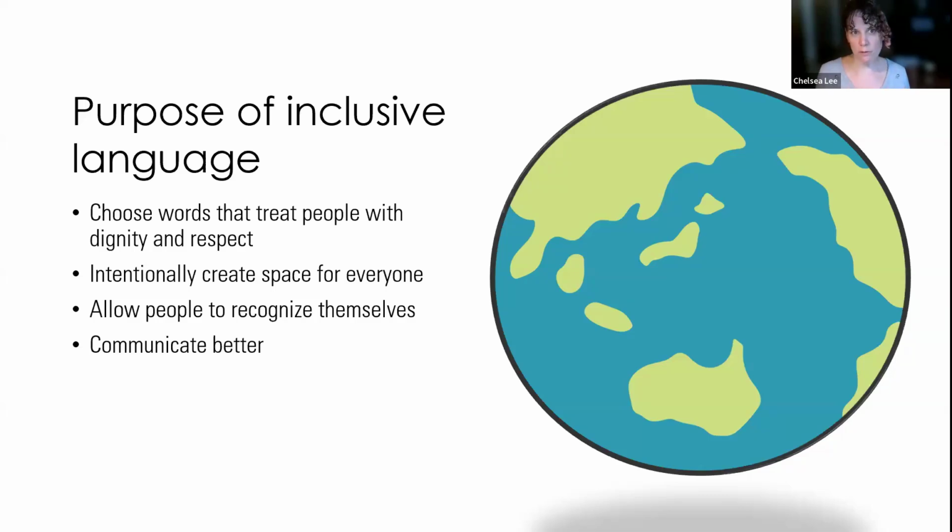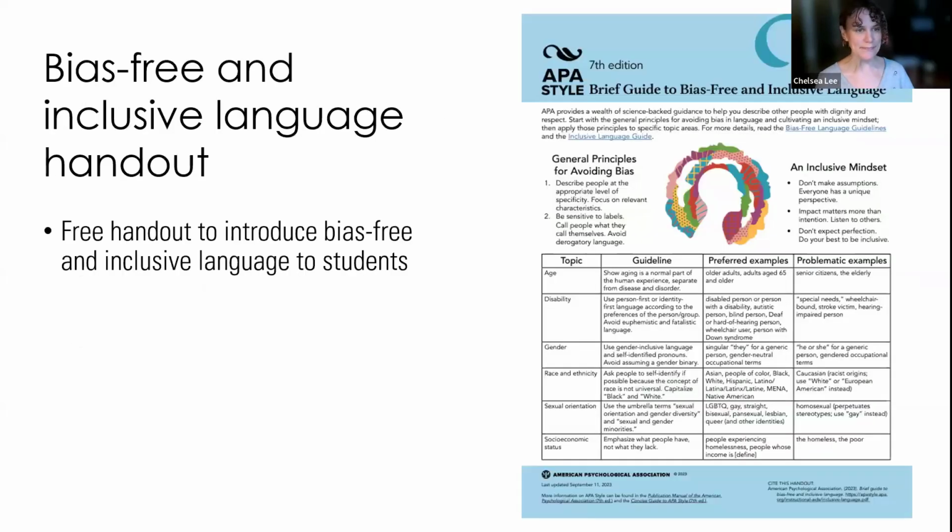Inclusive language is language choices that intentionally create space for everyone, that allow people to recognize themselves. And the ultimate goal of it is better communication. Because if you use words that people say, oh, yeah, that's me, then they're going to be more likely to listen to what you have to say. Whereas if you choose words that are alienating, or they're like, no, that's not me, then they're going to tune you out and not be paying attention. And so I think looking at it from a very practical standpoint can be a great way to get buy-in from students. Let's go to the next slide.